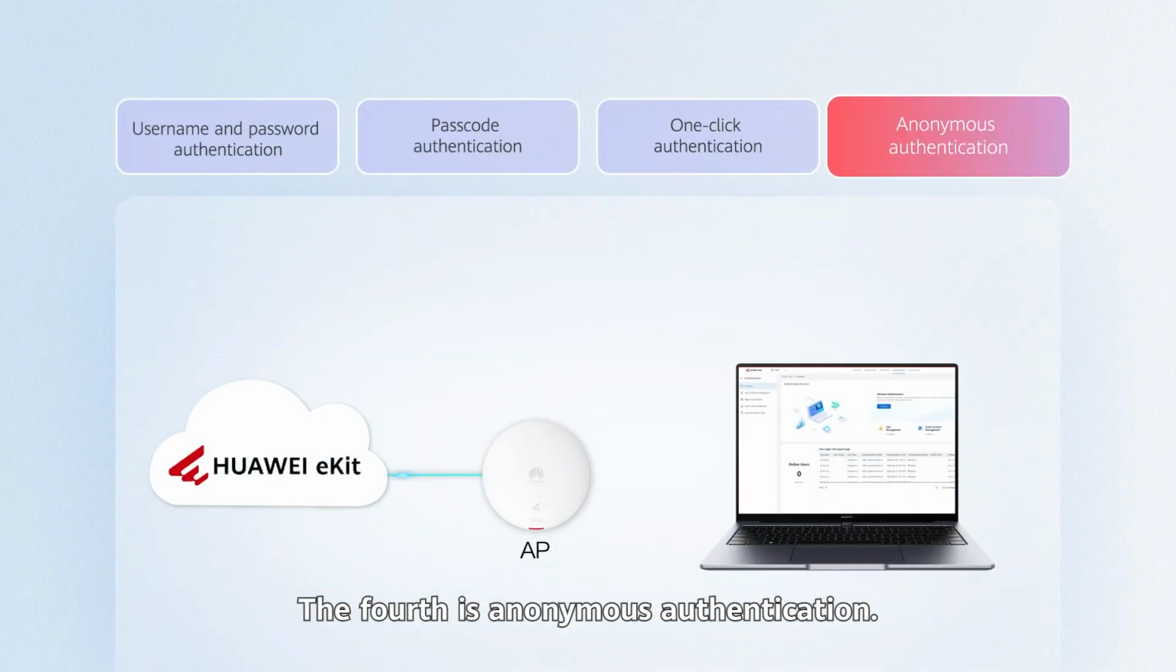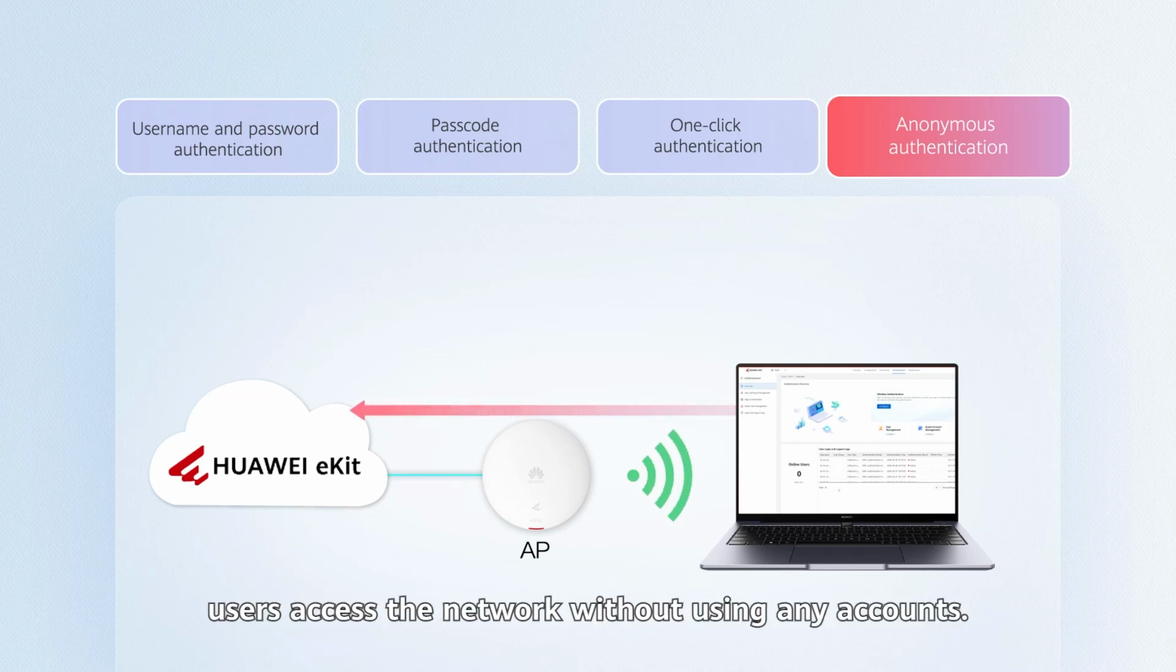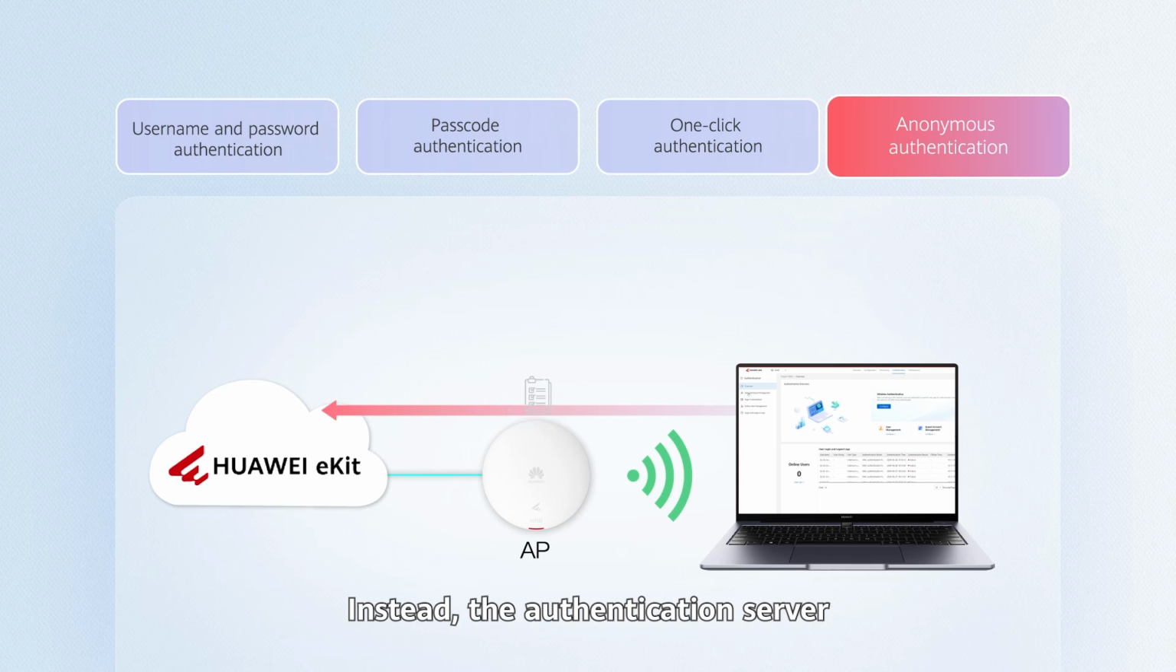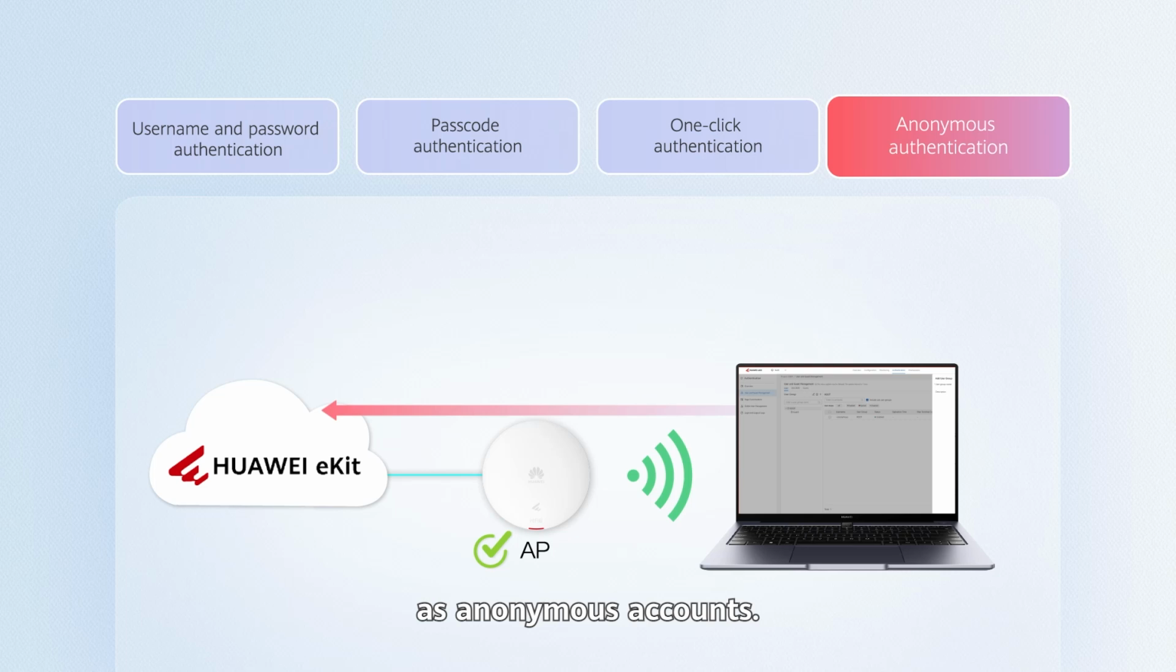The fourth is anonymous authentication. In this mode, users access the network without using any accounts. Instead, the authentication server automatically displays the user login accounts as anonymous accounts. This mode is applicable to open networks on which the network access service is provided for users free of charge.